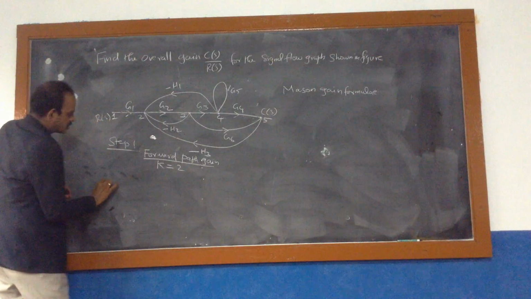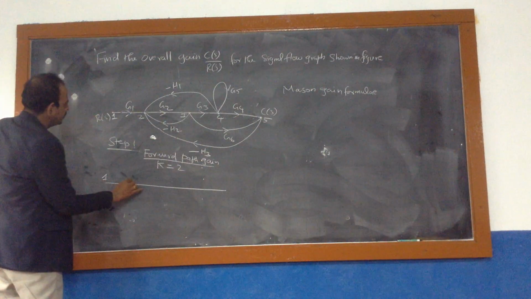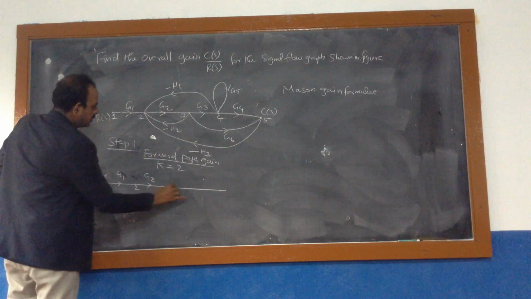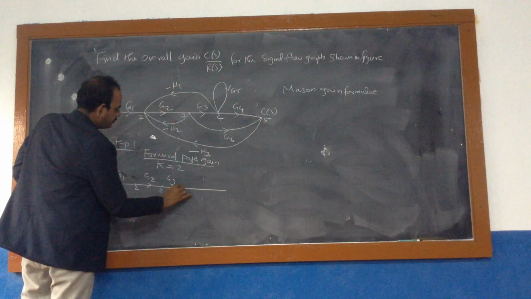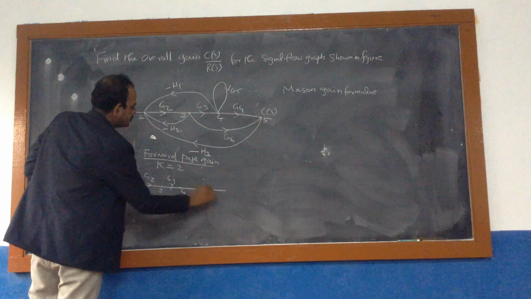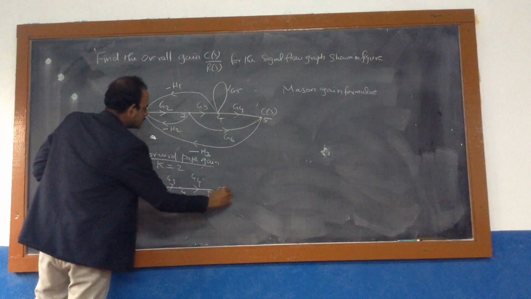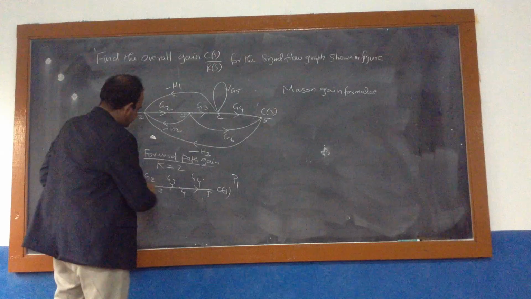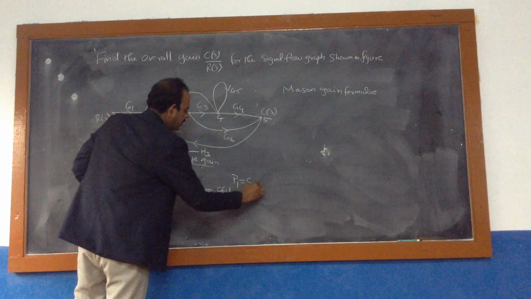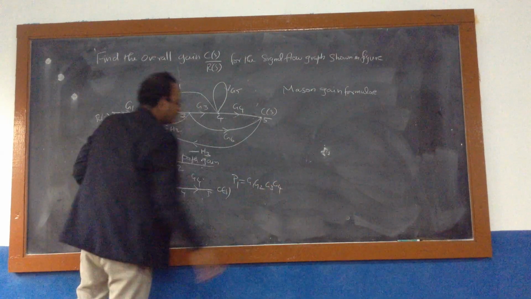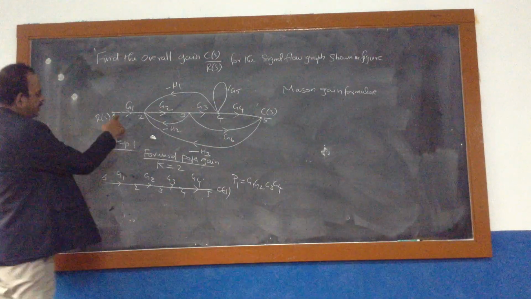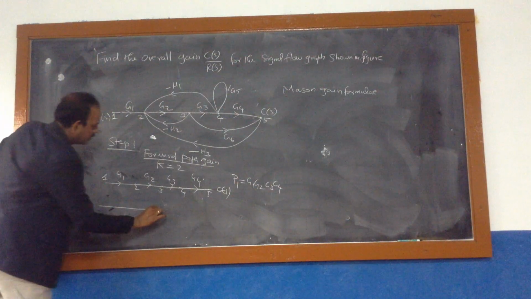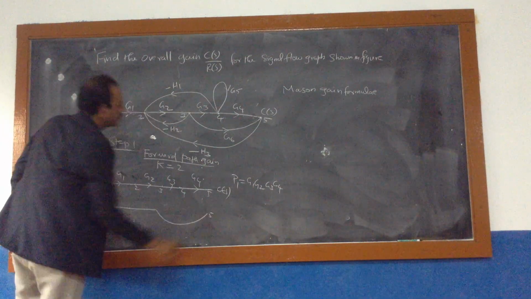Now we draw the first forward path: node 1 to 2 is G1, 2 to 3 is G2, 3 to 4 is G3, and 4 to 5 is G4. This is C(s). The corresponding gain is denoted P1, which is just the product of all these gains: G1, G2, G3, G4. Similarly, the second forward path I mentioned is G1, G2, G6. Just draw it like this, up to node 5.